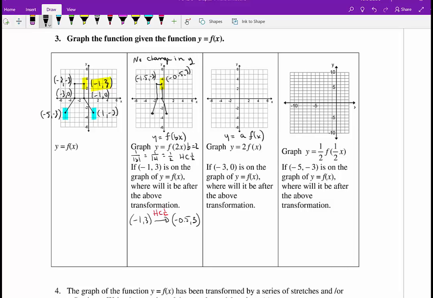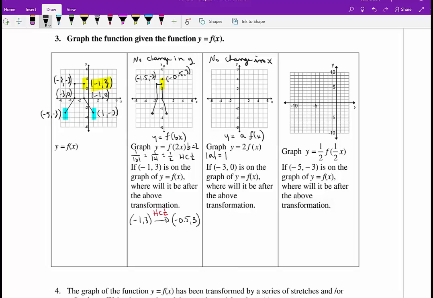This means that we have a vertical stretch, and if we have a vertical stretch, there is no change in x. Okay, so our x-coordinates stay the same. It's our y-coordinates that are going to change. All right, so remember, if we have a vertical stretch, we're looking at the absolute value of A to get our compression or expansion, okay?